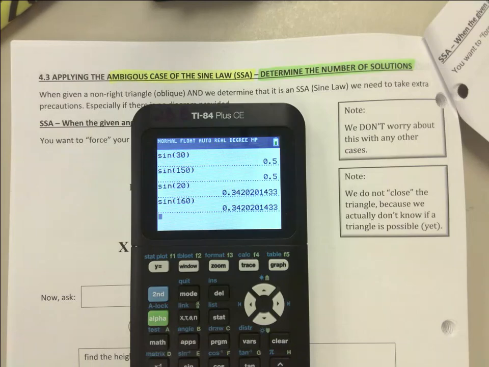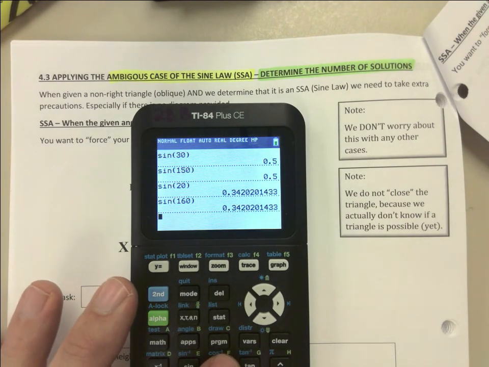What is the pattern? Do you see the pattern? What's the pattern between the first two entries? They're both the same answer, right? But what about the angles that I typed in? They add up to 180, right? They're supplementary. You notice that?